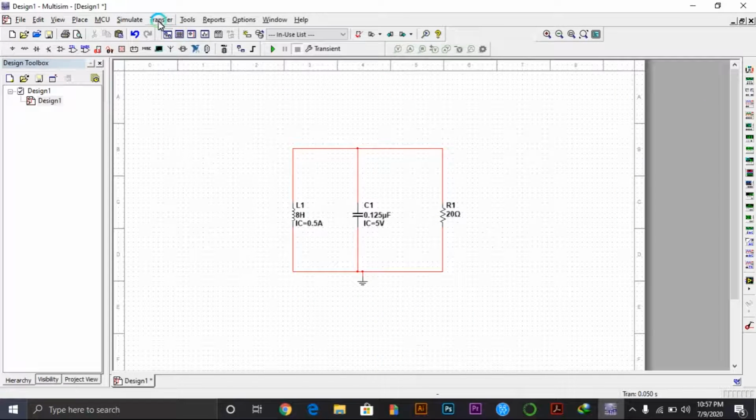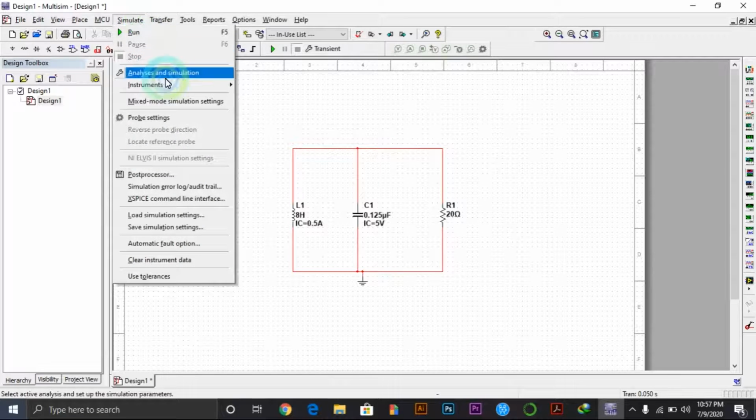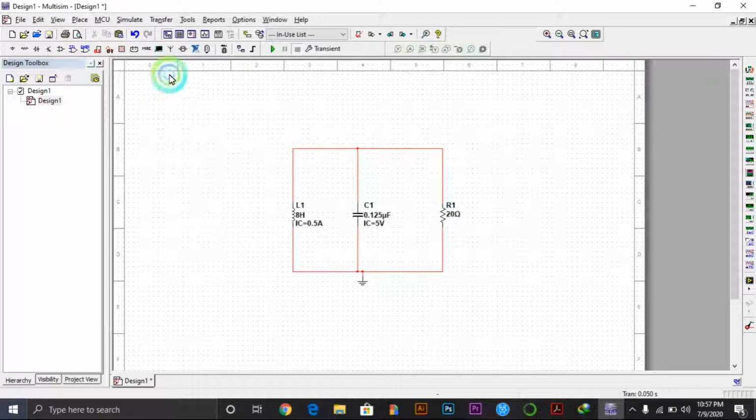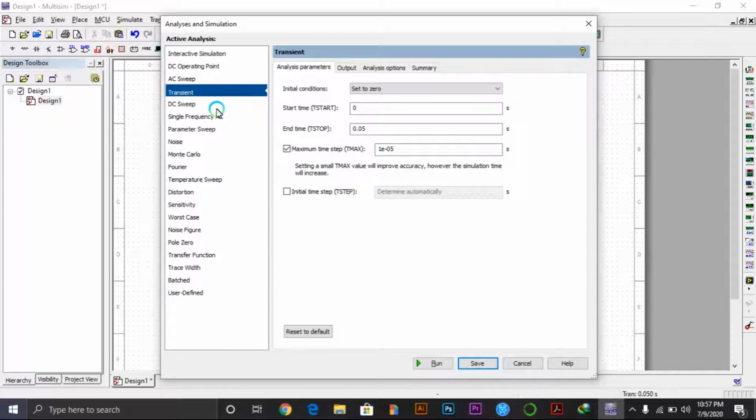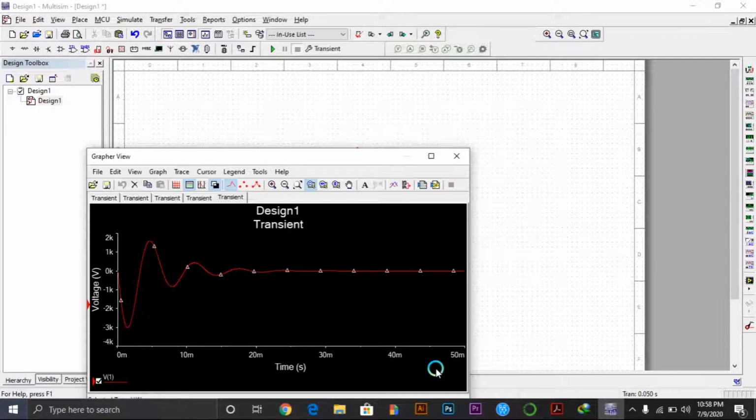Now let's see the natural response. For this, go to simulate and analysis and simulation. There is transient response, initial condition set to 0 and time 0.05 as mentioned in lab, but you can change it to see the graph in different position and check this. Now you can see this is the underdamped graph. The graph is decreasing in a regular manner, so this is the underdamped response.